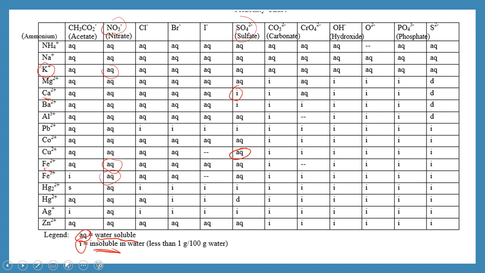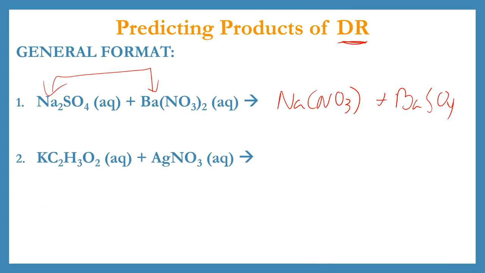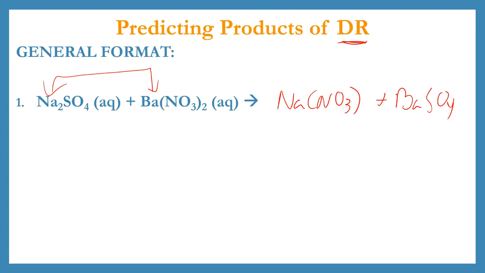So again, you will have this chart. There's no reason to memorize that. And you will be able to do this. So again, with double replacement, you're going to just switch out your metals. So the sodium will be with the nitrate, and your barium will be with the sulfate. And then you're just going to have to look on this chart and see what happens. So barium with sulfate is insoluble, and sodium with nitrate is aqueous. So this one is aqueous, but this one is a solid, and that means that a reaction occurs.